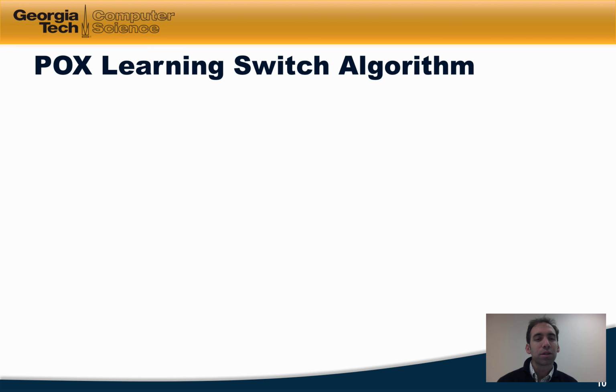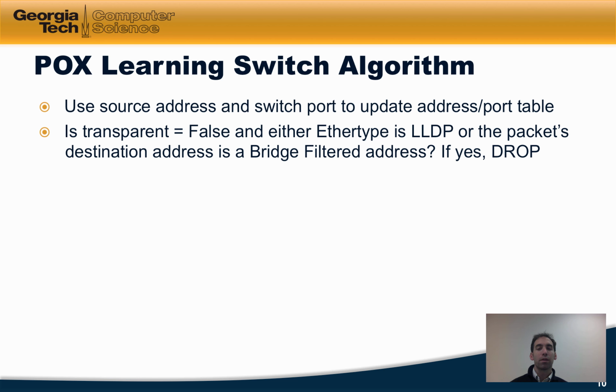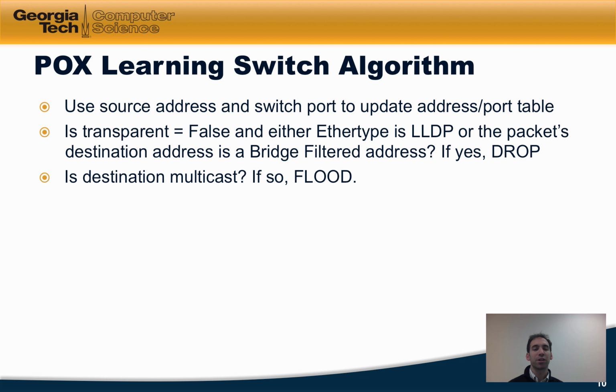The algorithm has several steps. The first step is to use the source address of the packet and the switch port to update the address and port table that the controller itself maintains as a hash table. The second is to drop certain types of packets. The third is to check whether the destination for the packet is a multicast destination. If it is, the controller instructs the switch to flood the packet on all output ports.